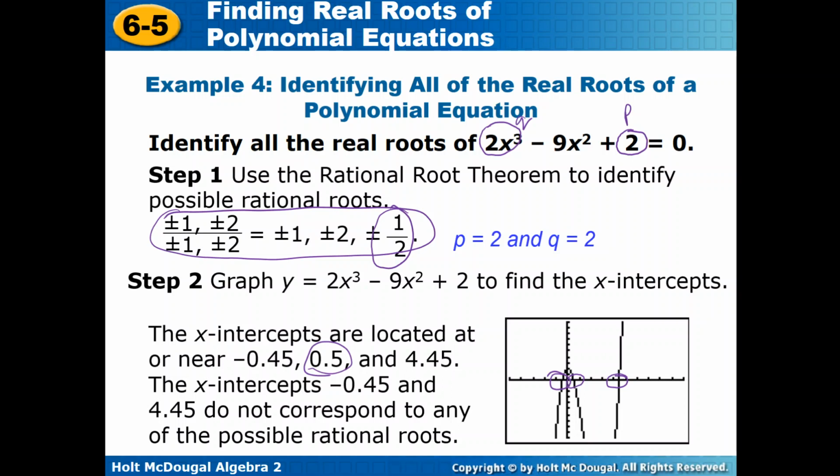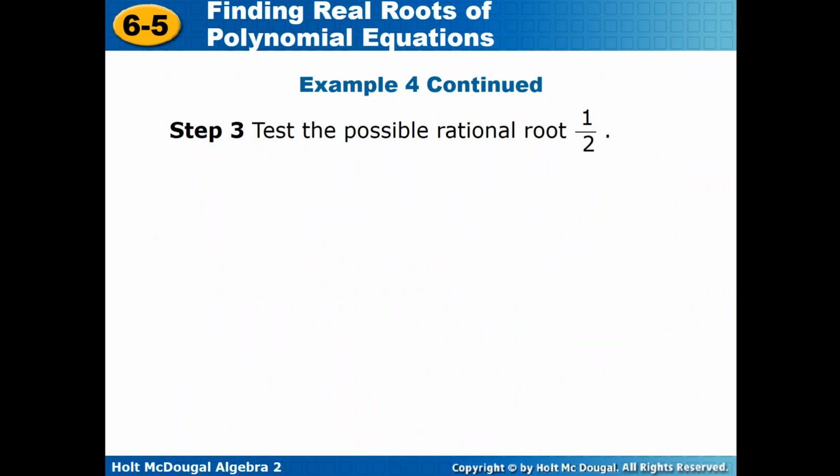So what are we going to do? How are we going to find the other two? The first thing we should try is to test our rational root of 1/2, and the way we're going to do that is by setting up synthetic division. Let's go ahead and set that up. Here's our 1/2, and let's set up for our synthetic division.